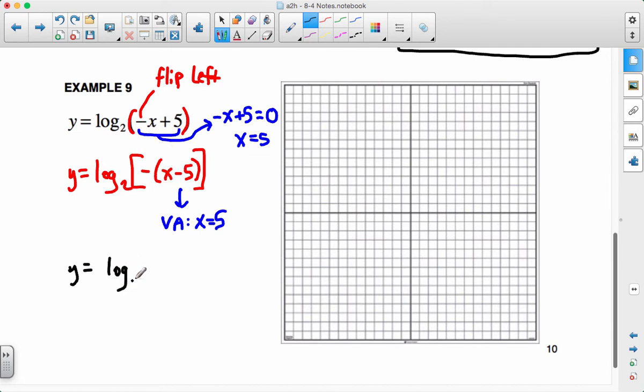So log base 2 of negative x plus 5. I'm going to pick a point that's going to make this a 1. Well, what point would that be? That would be 4. I mean, what value for x? That would be 4. If that's negative 4 plus 5 is a 1, the whole darn log becomes a 0. Now I'm going to plug in something that's going to make the argument the same as the base. So I'm going to plug in a 3. Negative 3 plus 5 is 2. Log base 2 of 2 is a 1. Look at that. So let me place this vertical asymptote at 5. 1, 2, 3, 4, 5.